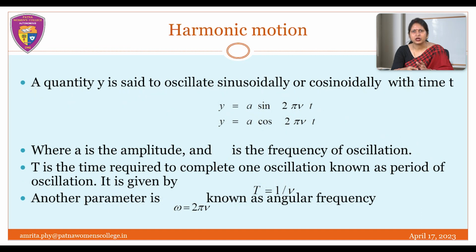We must first understand what is meant by harmonic motion. In harmonic motion, the dependent variable oscillates either sinusoidally or cosinusoidally with time. So, suppose we have y equals a sin 2 pi nu t. In this wave, a represents the amplitude, nu is the frequency and 2 pi nu is the term for angular frequency omega. An important quantity is the time period of oscillation, which is defined as T equals 1 upon nu.